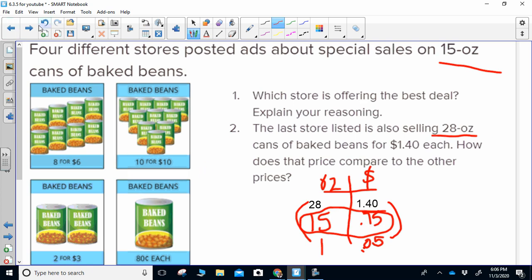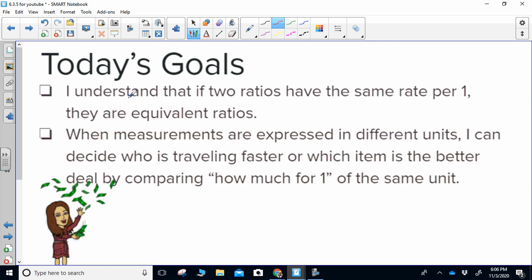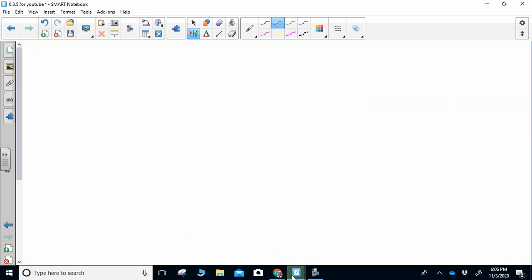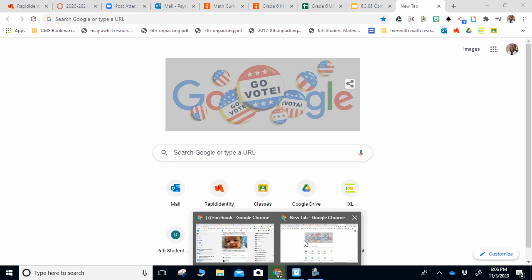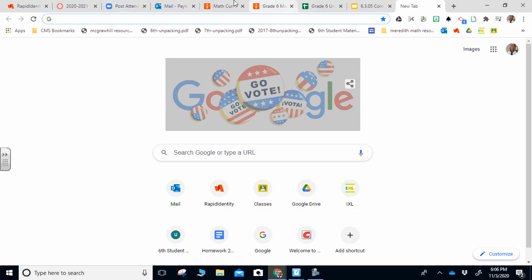All right, so make sure you've got all that done. Today's goal was to understand if 2 ratios have the same rate, they're equivalent, and see how much for one. The next thing that you're going to do in the module is go ahead and work on the, hang on, let me get where we're going to be.